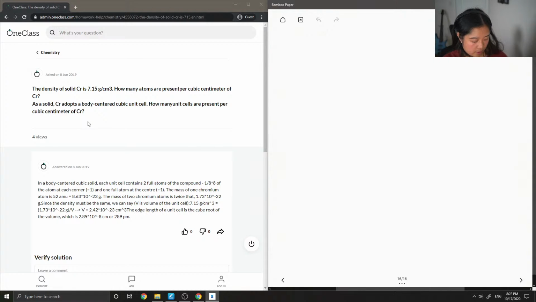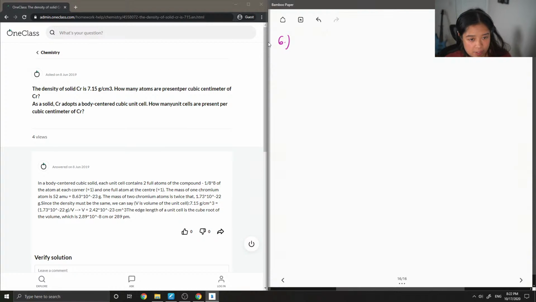Okay, so let's go on to question number 6. Let me write this down. So the density of solid chromium is 7.15 grams per centimeter cubed. How many atoms are present per cubic centimeter of chromium?